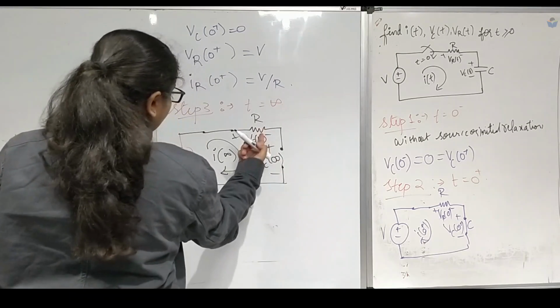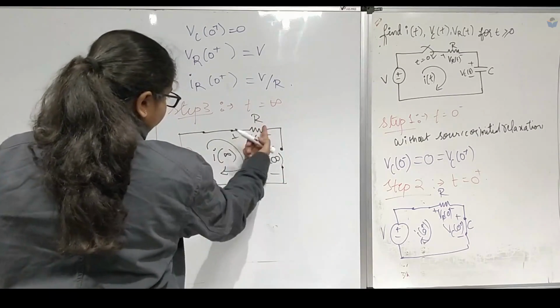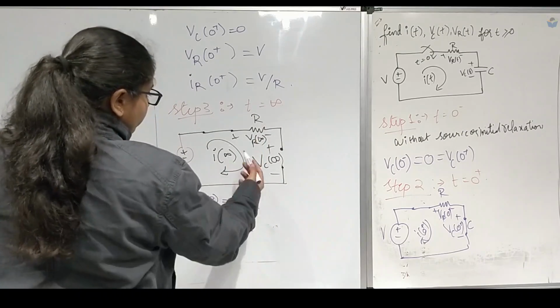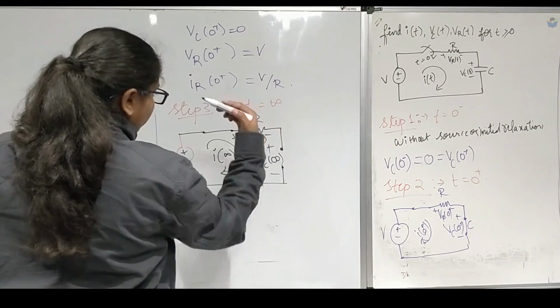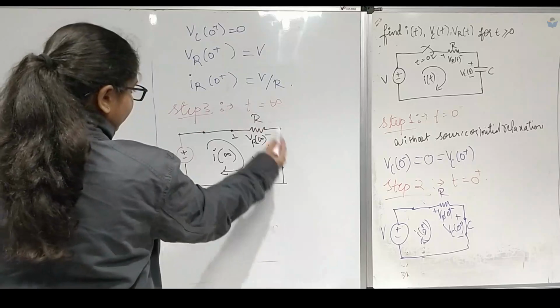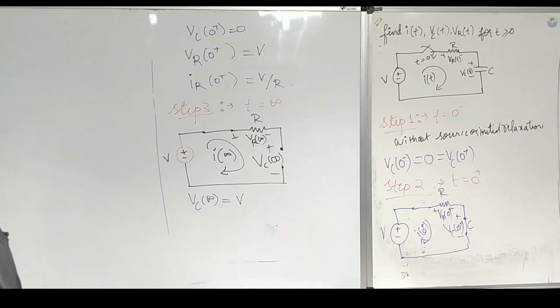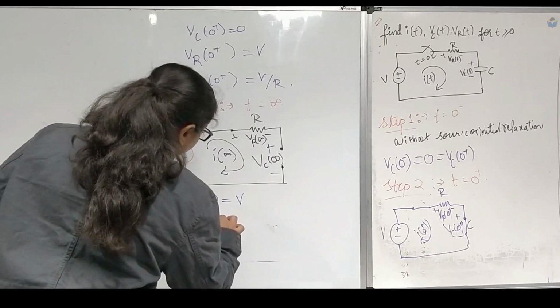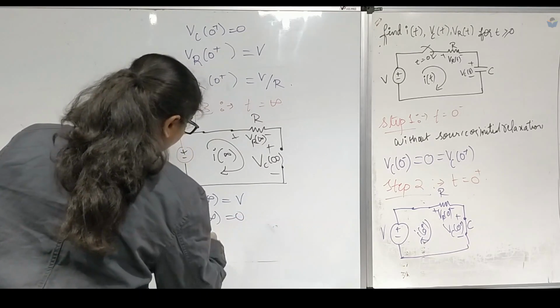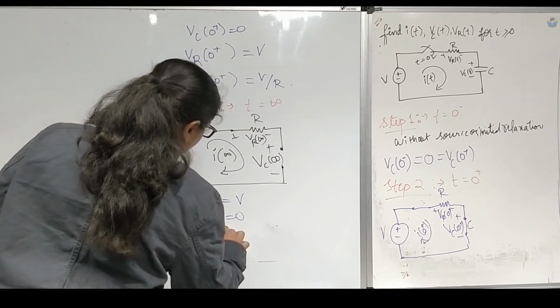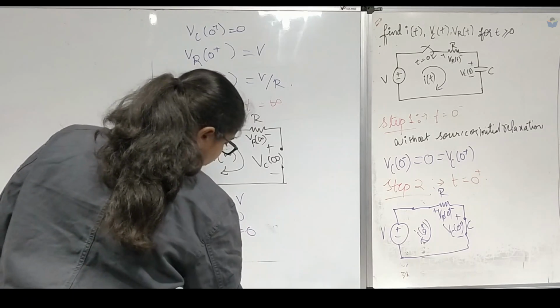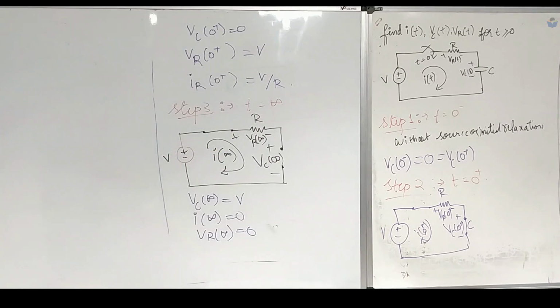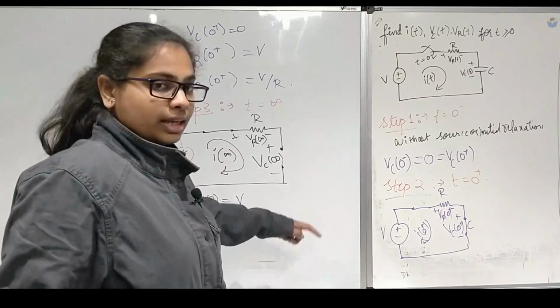That is because in this open circuit, current will be equal to 0. So when current is equal to 0, voltage drop across this one will be 0. So when we apply KVL, you will get Vc of infinite equal to V, the source voltage. So what is I of infinite? Equal to 0. Then what is VR of infinite? It is also equal to 0. Okay, we have got all the Vc, I and VR.